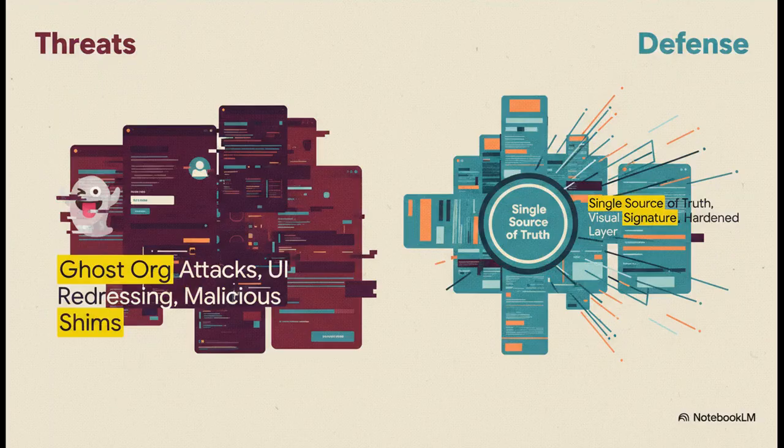What's so cool about this slide is how it lays out the whole battleground. On the left, you've got these really sneaky threats. Malicious shims, for example, are basically imposter elements. Fake buttons or windows designed to float over your real UI to steal your clicks. And on the right, you've got the defense. The whole system is built from a single source of truth to prevent those tiny inconsistencies that attackers just love to exploit.